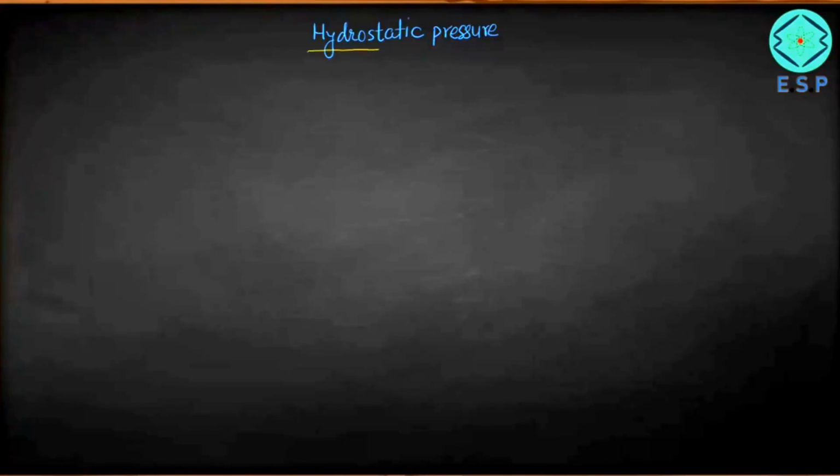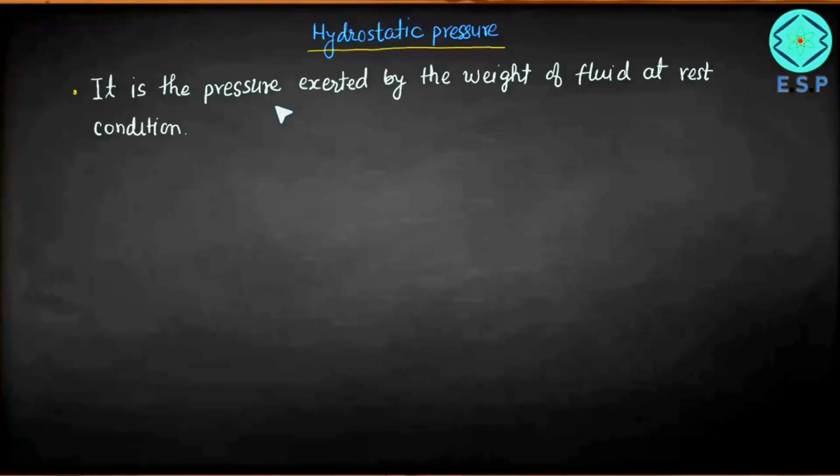Hi friends, we would like to understand the concept of hydrostatic pressure. Let me first give the definition of hydrostatic pressure. It is pressure exerted by the weight of a fluid at rest. It means the fluid is at rest, and on account of its weight, whatever pressure is coming on a surface is called the hydrostatic pressure. Let's understand this in more detail.